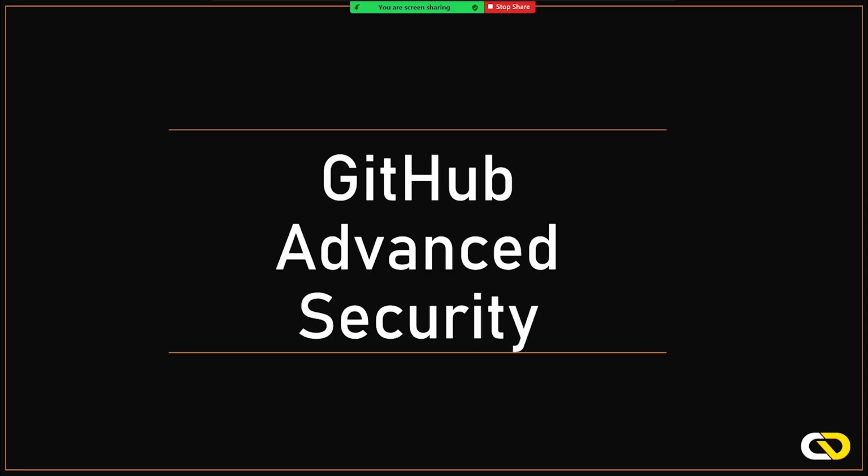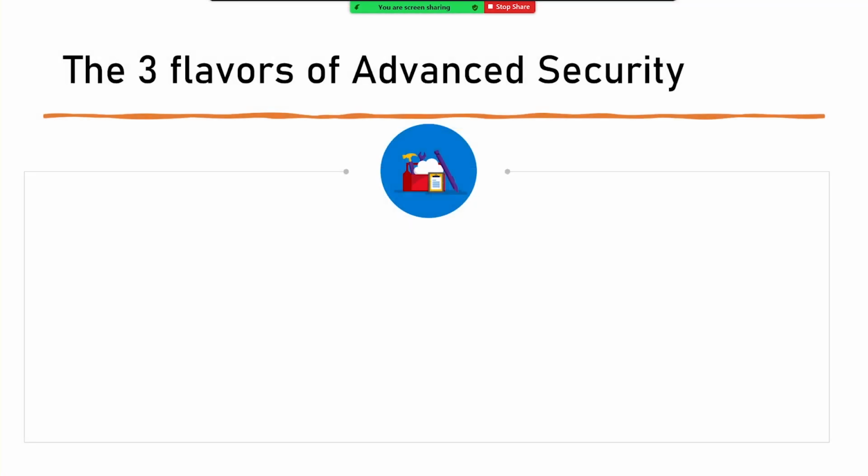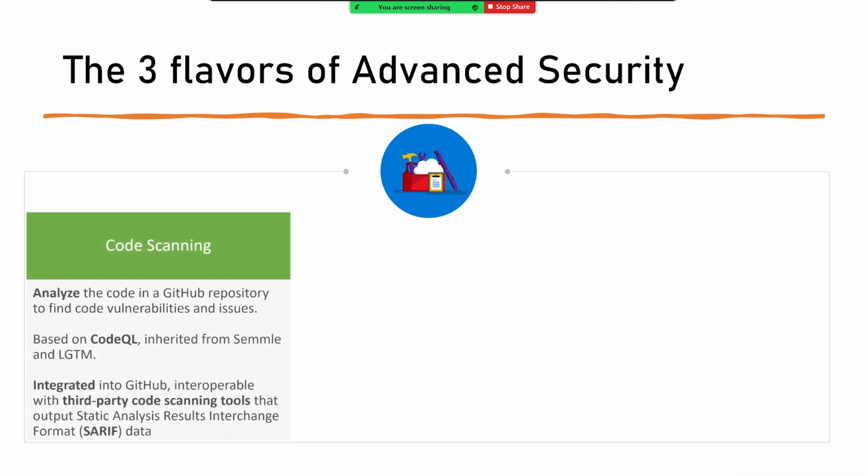Let me spend a few words on GitHub Advanced Security, and then we will have some demo. GitHub Advanced Security is a fairly complex suite of tools, but for the scope of this presentation, I will focus on three different flavors, if you will, of Advanced Security. One is code scanning, which is probably the most known, even though a lot of people think that this is a paid feature, it is actually not. As I mentioned before, it's free for public repos.